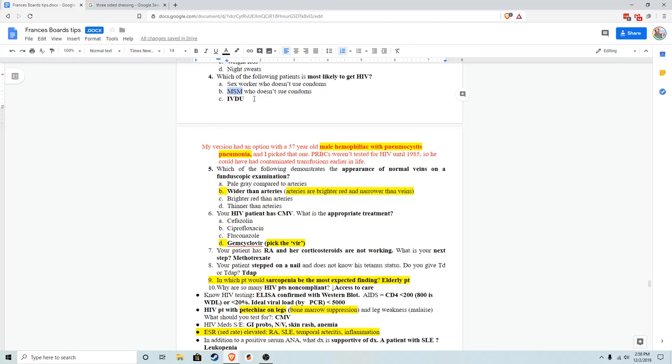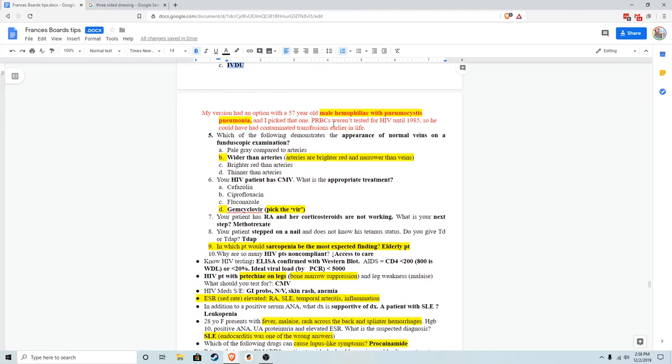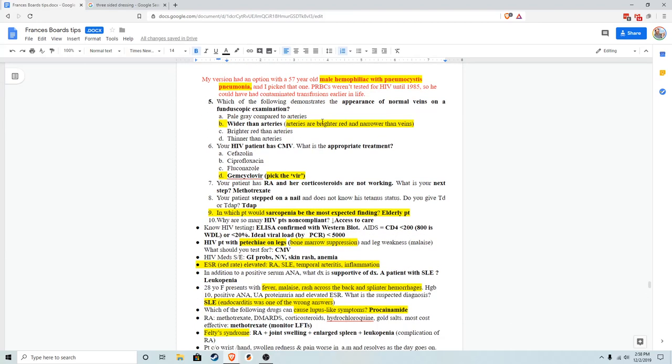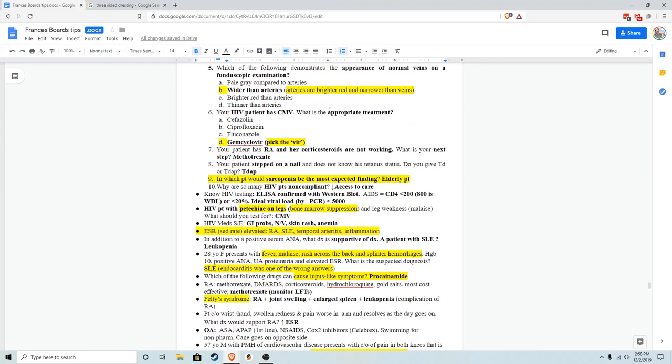Homosexual men who don't use condoms, or IV drug use. IV drug use is the most likely, although all are at risk. Which of the following demonstrates the appearance of normal veins on a fundoscopic examination? If you go back and review the pictures you see on a fundoscopic examination, the arteries are narrow and red. The veins are wider and less red.